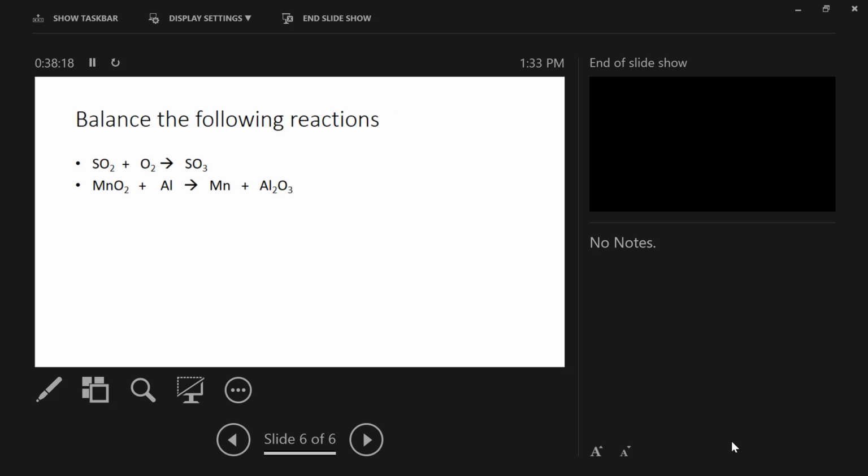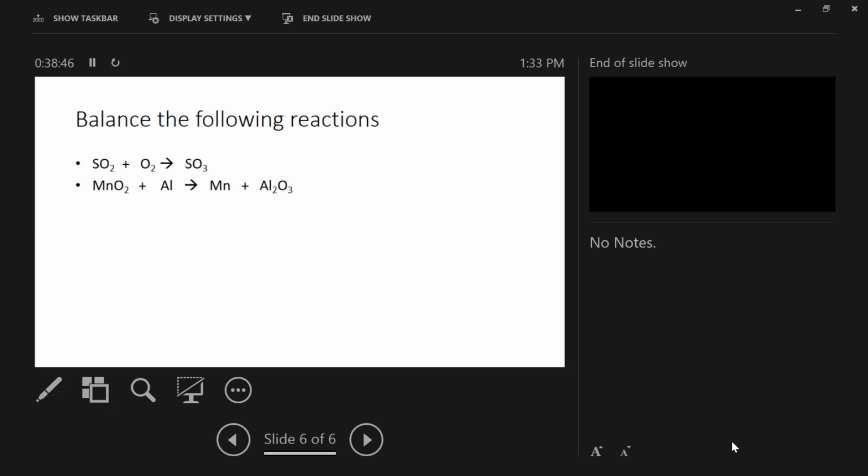So balance the following reactions. Monosulfur dioxide plus oxygen gas produces monosulfur trioxide. We'll have a chapter where we'll talk about how do you name molecules.